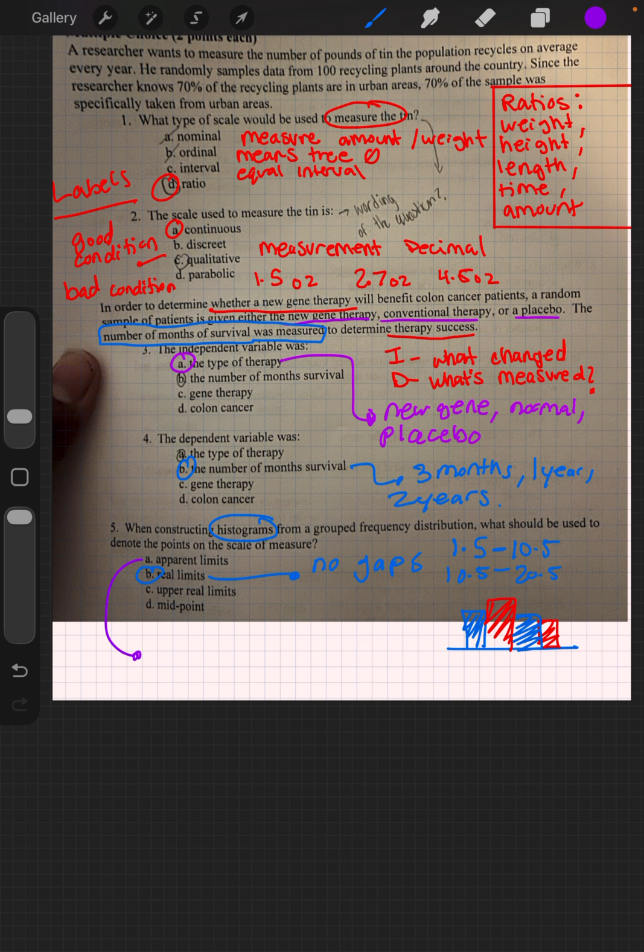But apparent limits will have gaps. So this would be 10 to 20, 21 to 30, 31 to 40. There would be a gap, because what's going to happen between 20.9 and 21.1? There is a gap right here and right here.